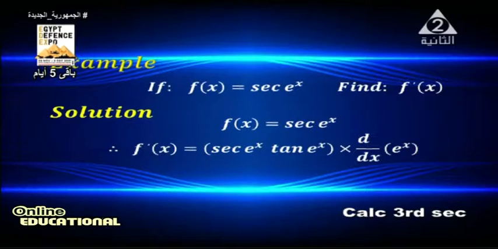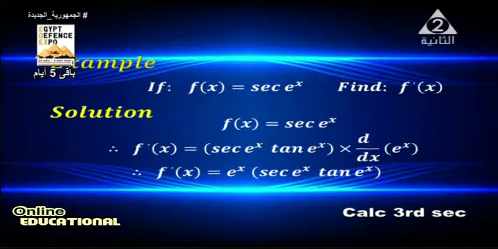Then f dash x equals e to the power x, which is the derivative of e power x, multiply sec e power x tan e power x. Now we move to the next example.